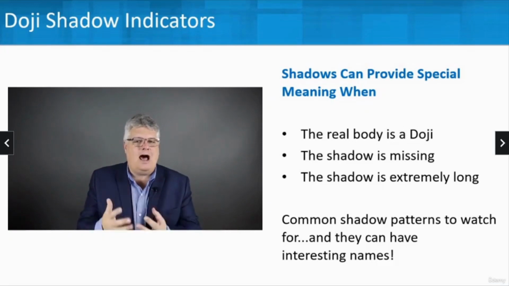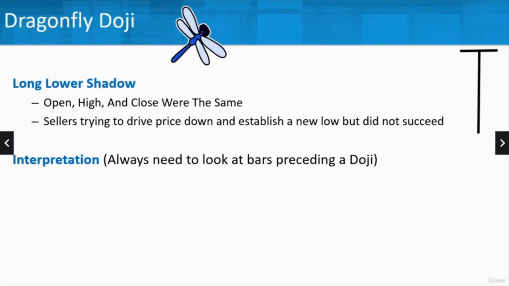So there are some common shadow patterns to watch for, and they can have real interesting names too. But the main thing is you want to watch for these patterns, because dojis can be rare, but if you see them, they might be a great opportunity. So let's look at these common doji shadow patterns, again, looking mostly at the wick and see what that might be telling us. So the first one here is a Dragonfly Doji.